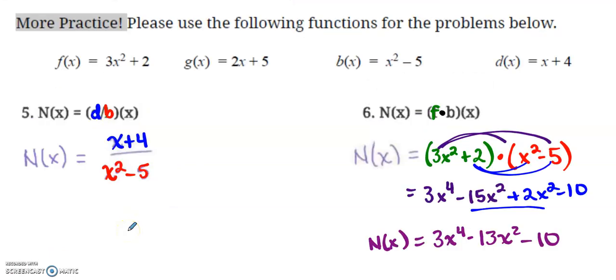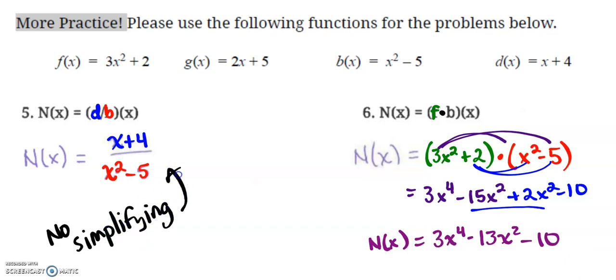Folks, your final 2 answers are x plus 4 over x squared minus 5. Again, doesn't simplify. Definitely no simplifying here. However, when you do number 6, after you multiply the 2 functions together, you can combine the 2 middle terms to get negative 13x squared. So you should get 3x to the 4th minus 13x squared minus 10.